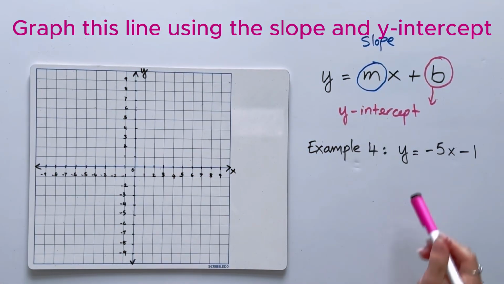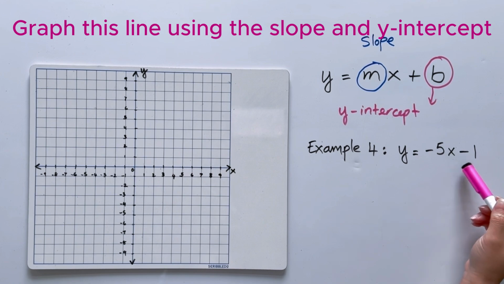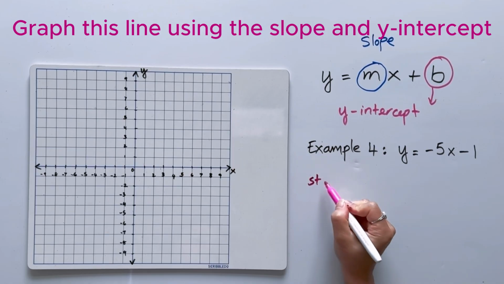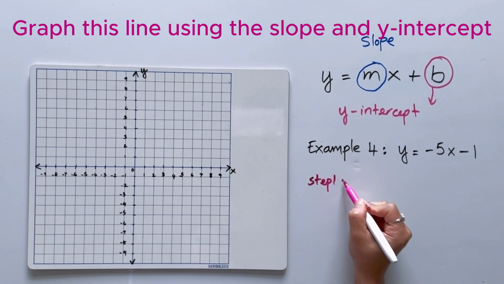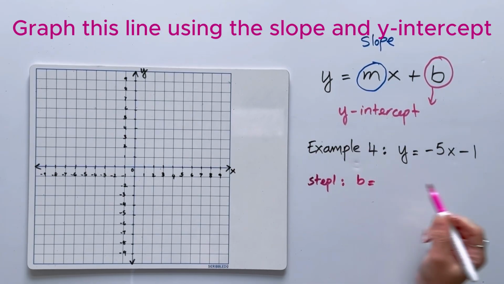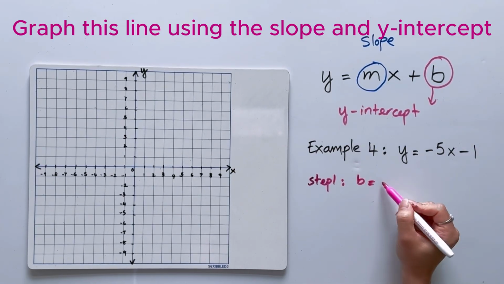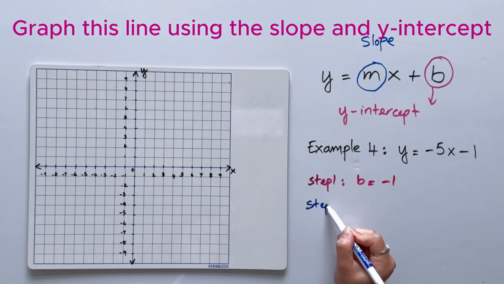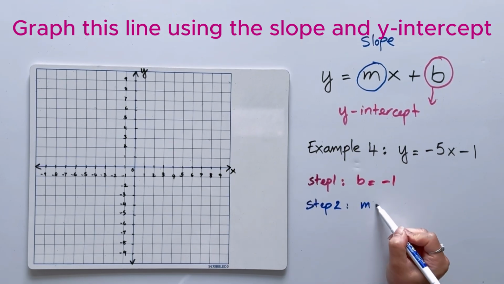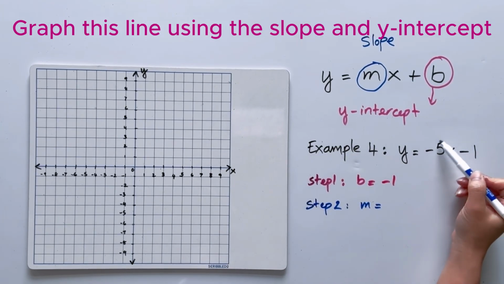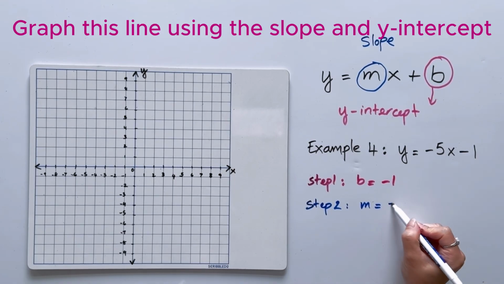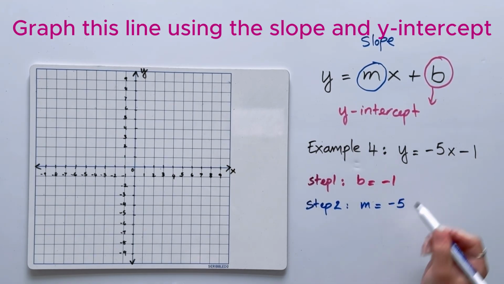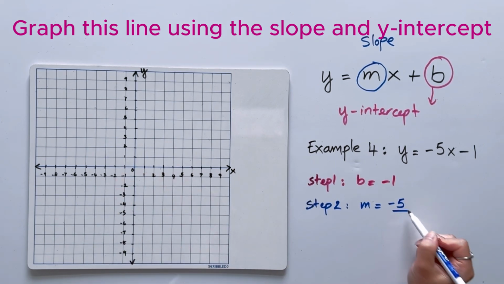Our last example is y equals negative 5x minus 1. Step 1. b equals negative 1. Step 2. m equals the number in front of x, which is negative 5. And since we're graphing, we will put it in fractions, so negative 5 over 1.